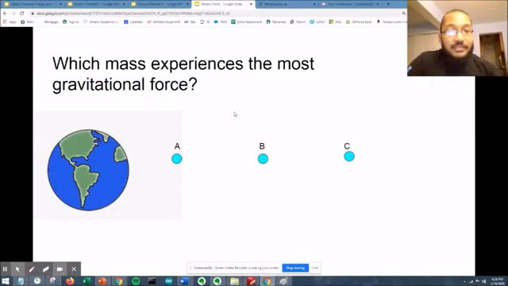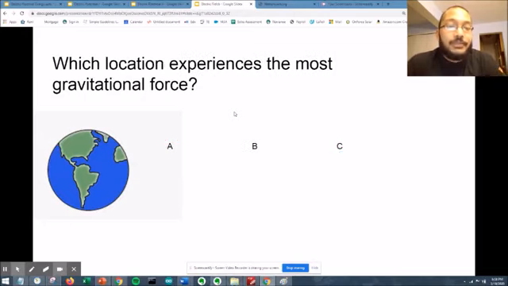Okay, so which mass experiences the most gravitational force? Hopefully it's not too hard. It's A, the universal force of gravity, G m1 m2 over r squared. It gets weaker the farther you are from the source mass. What about this one? Which location experiences the most gravitational force?